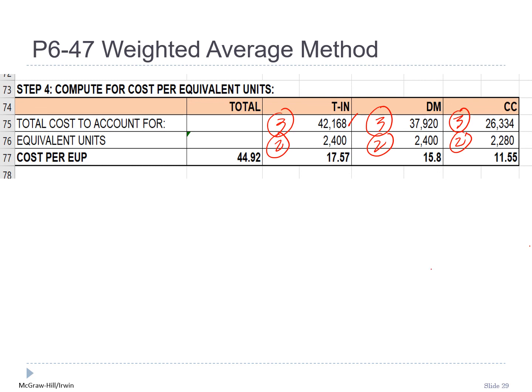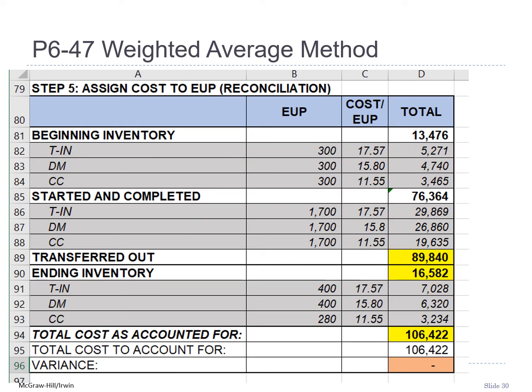So 42,168 divided by 24, that will give us 17.57. 37,920 divided by 24, that's 15.8. 26,334 divided by 2280, that will give us 11.58. So just add the 3. So 17.57 plus 15.8 plus 11.5 will give us 44.92. Okay, so last step, step 5 is assigning cost to EUP.